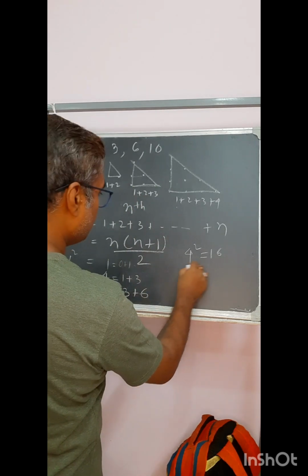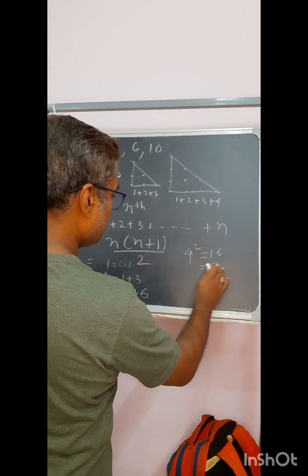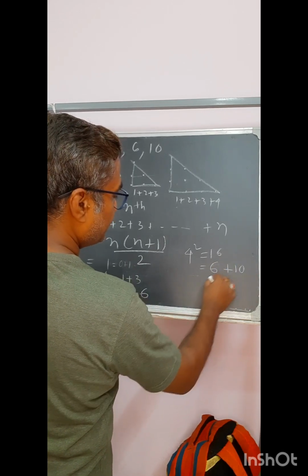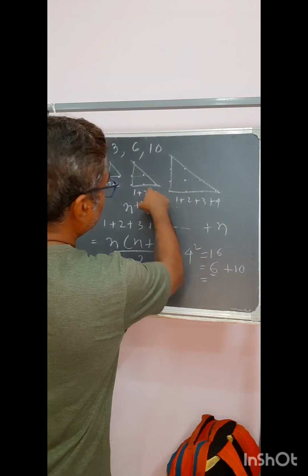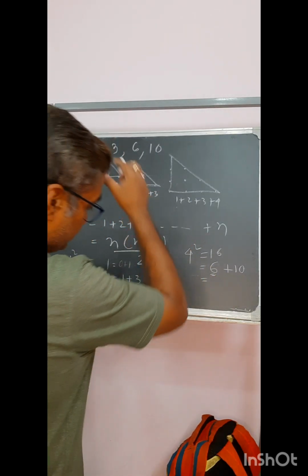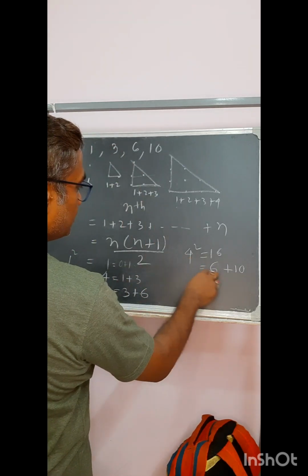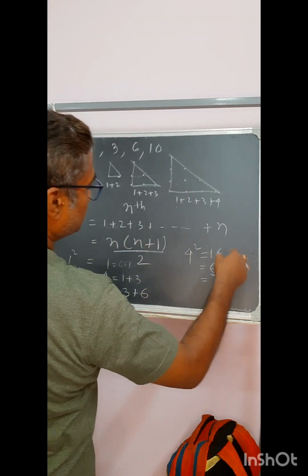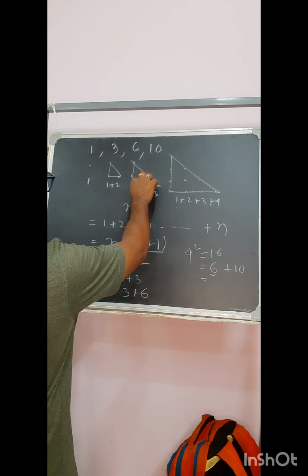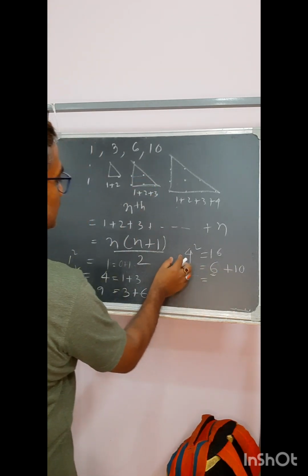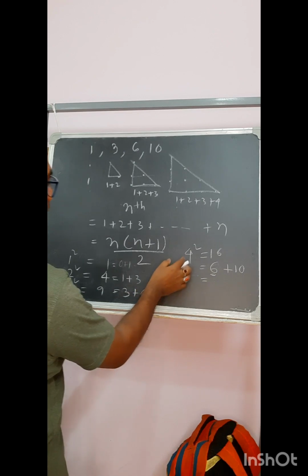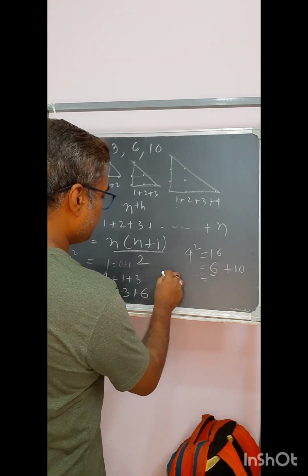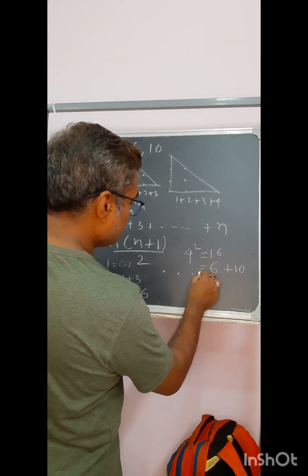Similarly, 4 square can be represented by what? It is 6 plus 10. So that means the third triangle and the fourth triangle. That means I mean to say that any two consecutive triangle numbers, the numbers which are represented by triangles geometrically, add up to the square of a natural number, any natural number. So that also can be represented with this presentation.